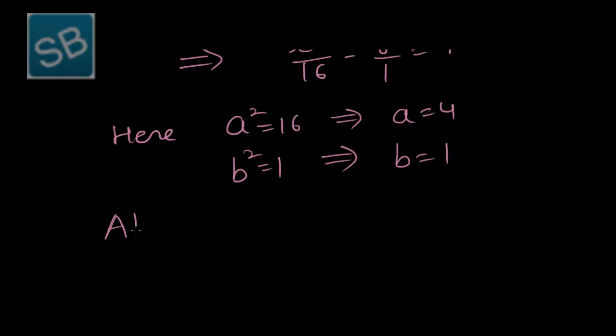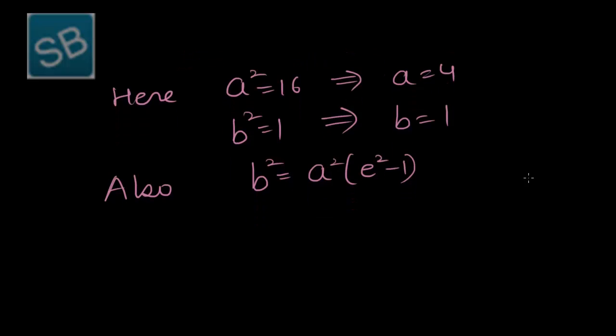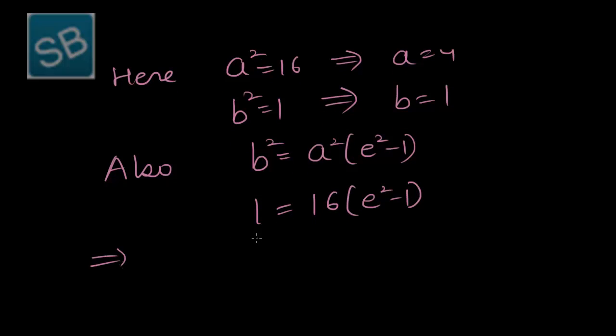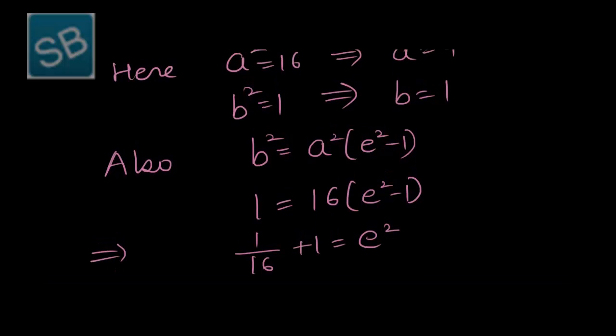Also, we know that b square is equal to a square into e square minus 1. That gives the value of b. Substitute in this. We get 1 is equal to 16 into e square minus 1. That gives 1 over 16 plus 1 is equal to e square. So that gives e square is equal to, by taking LCM, 17 over 16. That implies e is equal to under root 17 over 4.